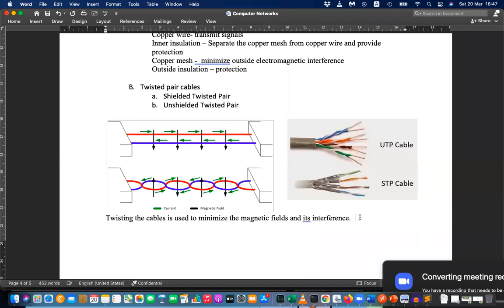Twisted pair has 8 cables, 8 wires, twisted as pairs. If each pair is covered separately, then it is called STP.